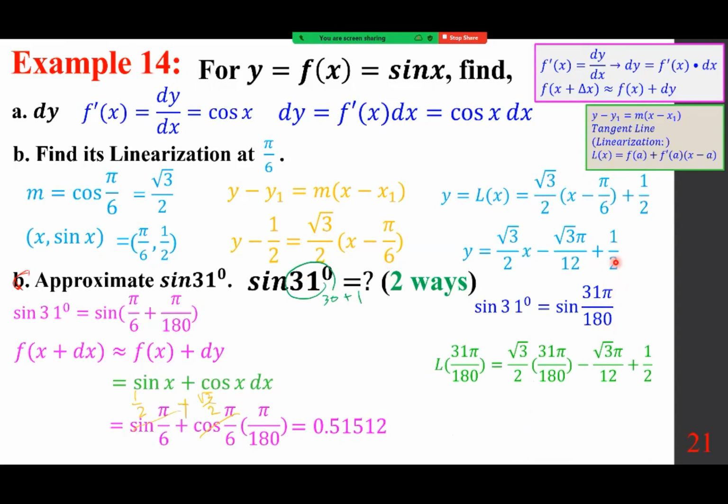Everything is in radians. So replace the x with 31 pi over 180. So square root of 3 over 2 times 31 pi over 180 minus square root of 3 pi over 12 plus 1/2. Now, again, you just have to use a calculator on this. Replacing the pi with 3.14 is not a good idea. So use a calculator, and you end up with exactly the same answer that you got here, however many decimals they asked you.